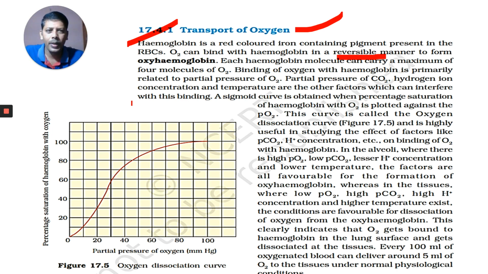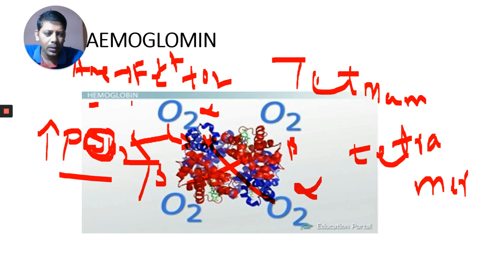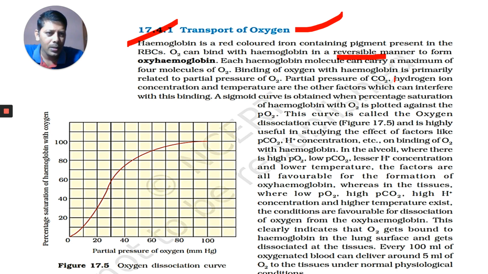There are some other factors that can also influence it. What are those other factors? One is partial pressure of carbon dioxide. Another is hydrogen ion concentration, that means pH, and temperature. These are the other factors which can interfere with this binding.